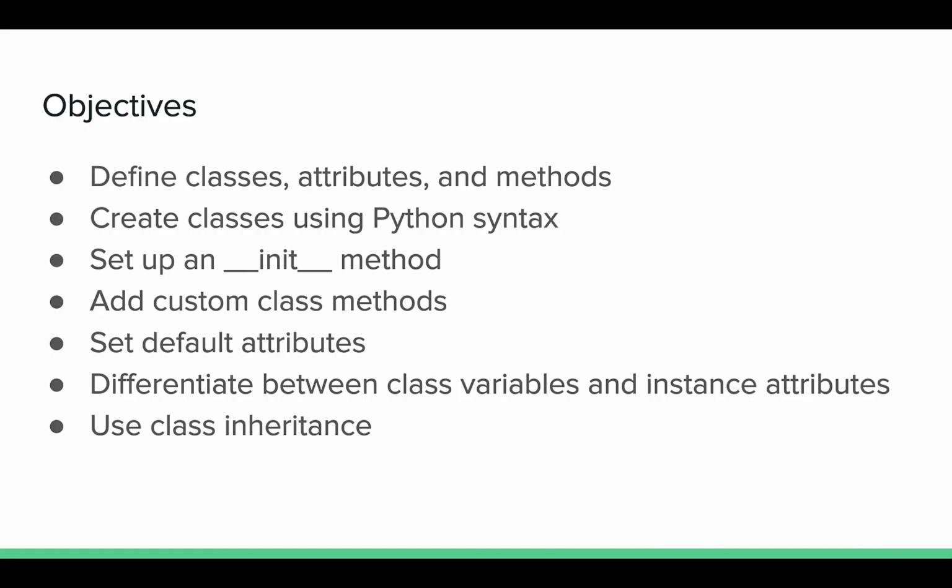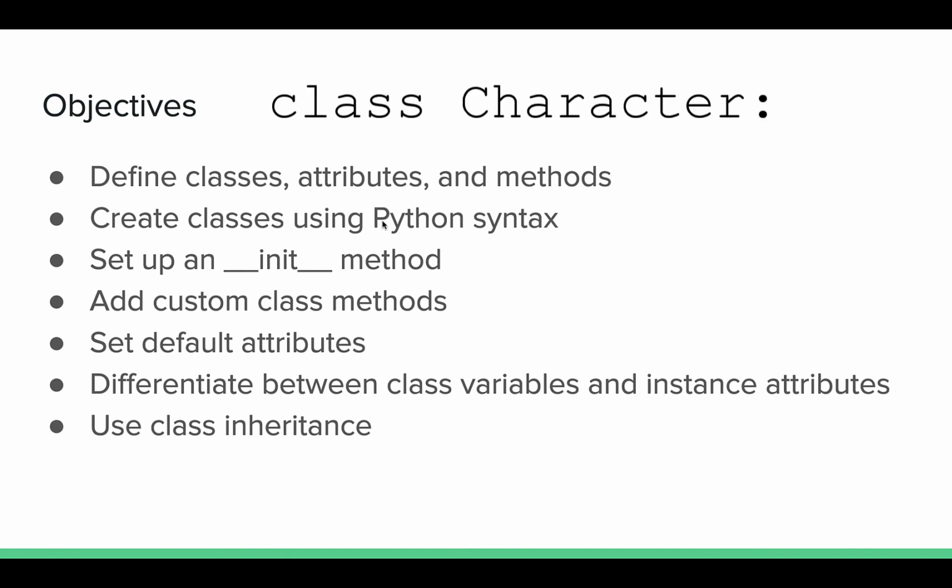So to summarize, let's look back over our objectives. We defined what classes are. We talked about how they are templates or blueprints for creating objects. We talked about attributes and how those are basically variables attached to a class or to an instance of a class. We talked about methods and how those are functions attached to an object or to instances of a class. We learned the syntax for creating classes in Python. It's very simple, just the class keyword followed by whatever you want your class name to be.